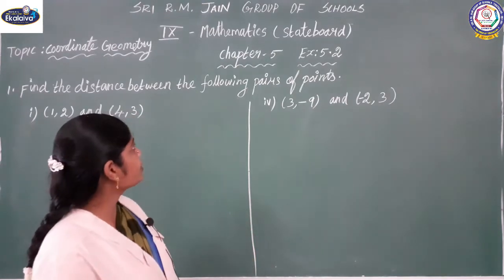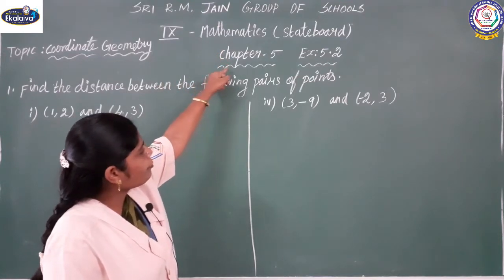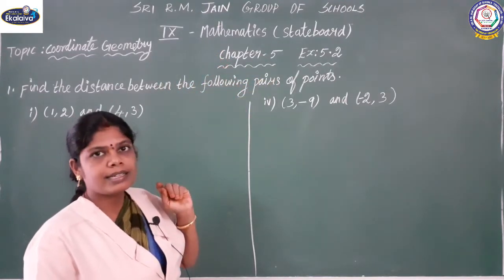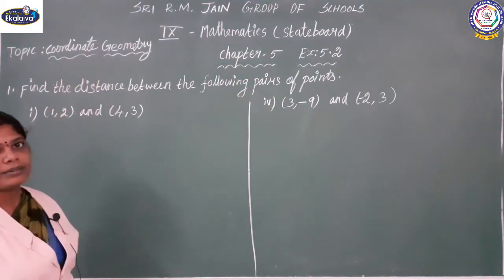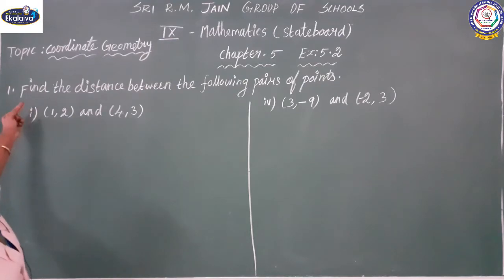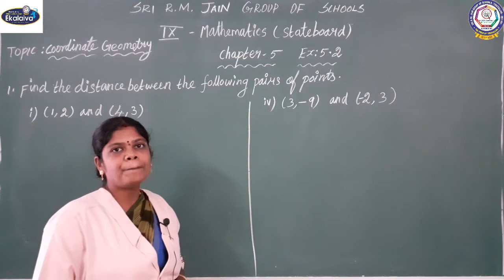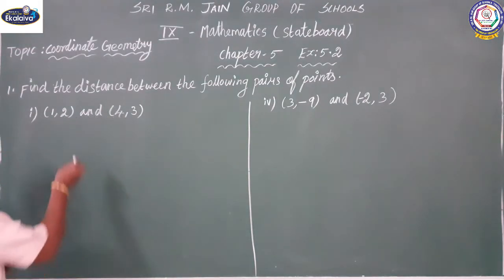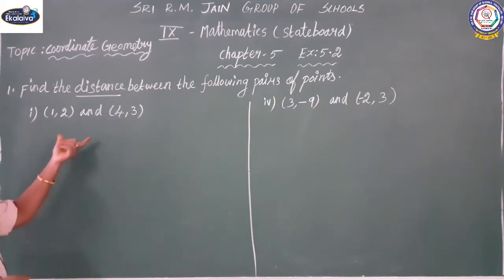Today we are going to see 9th standard state board maths chapter 5 exercise 5.2. The topic is coordinate geometry. So first question, find the distance between the following pairs of points. We are going to find the distance between the points. Here 2 points are given. We are going to find the distance.